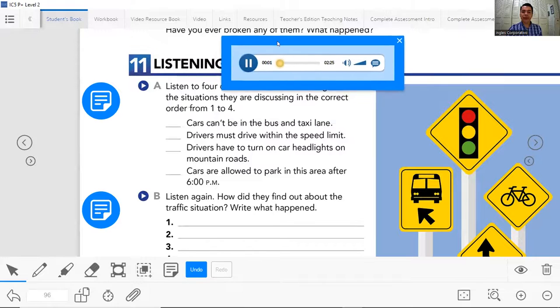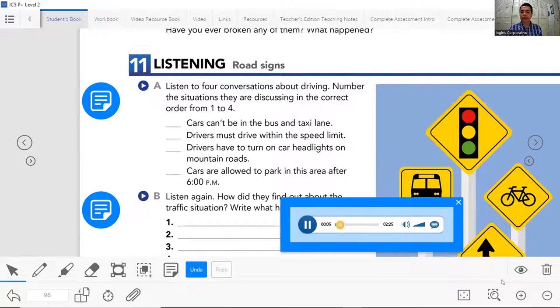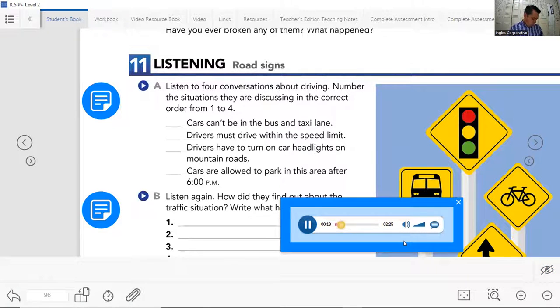Page 96, exercise 11, listening, road signs, part A. Listen to four conversations about driving. Number the situations they are discussing in the correct order from one to four.